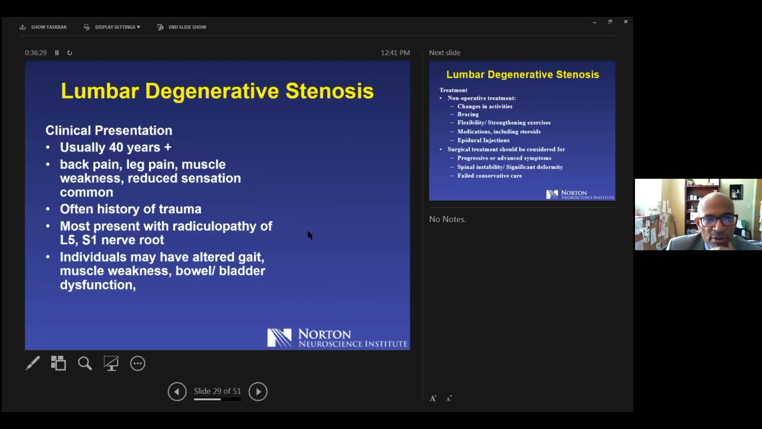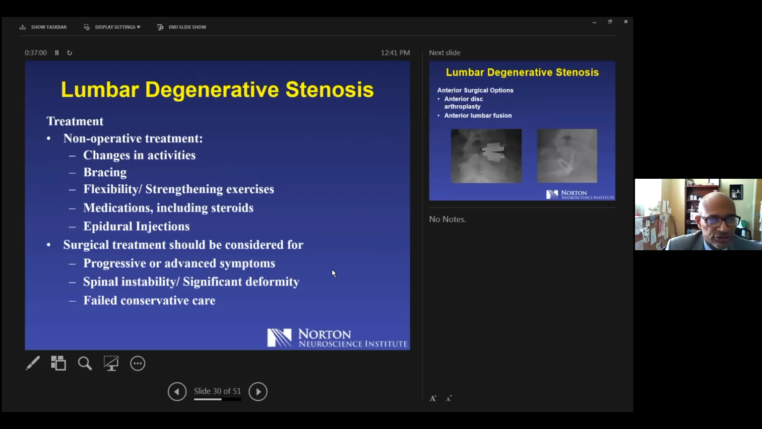If we look at lumbar degenerative stenosis, this more commonly presents in people 40 years or older. It can be associated with back pain, leg pain. You can have numbness, tingling, weakness. It can come with a history of trauma. So a lot of patients will say, I was lifting something, bending something, doing something, and this is how it started. The most common nerves to be affected from this are going to be the L5, S1 levels. So again, we can identify where we're at based on how it goes down the leg.